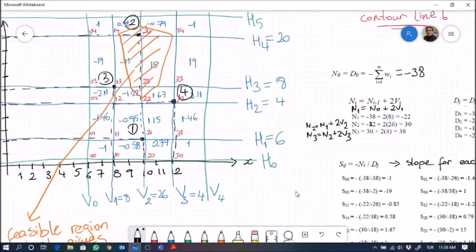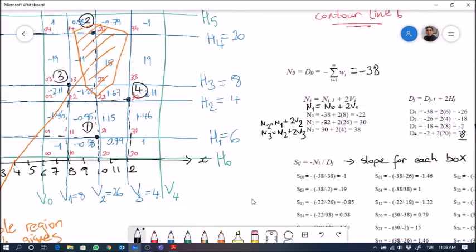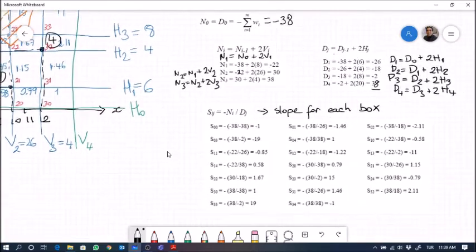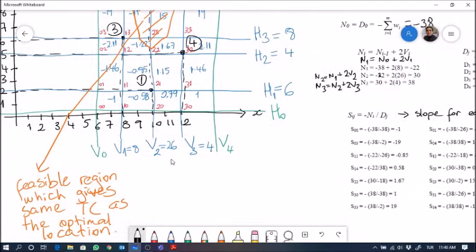Now, the slope of any line that I will be drawing in these boxes will be calculated by Ni divided by Dj. In the above section, we calculated the values for Ni's and Dj's. So for the S00 box, S00 box is this one.